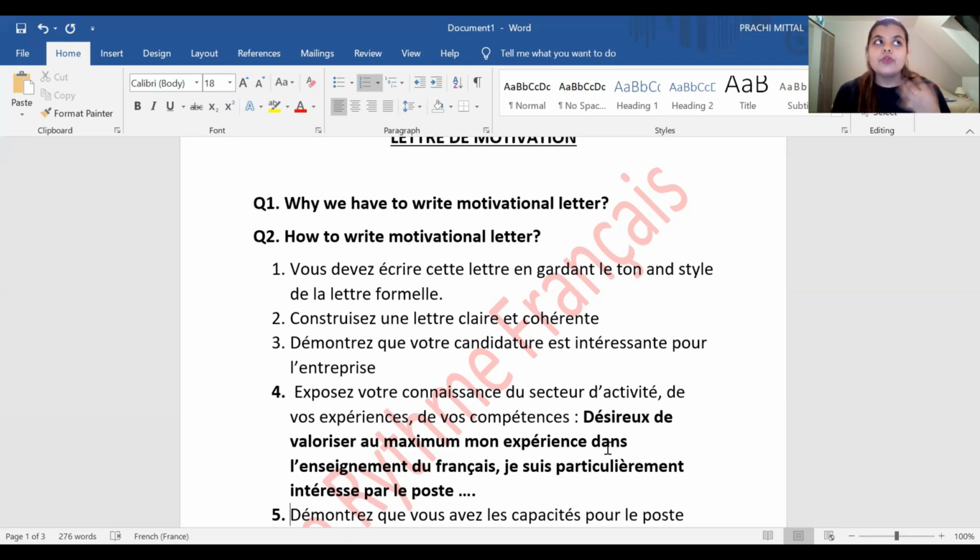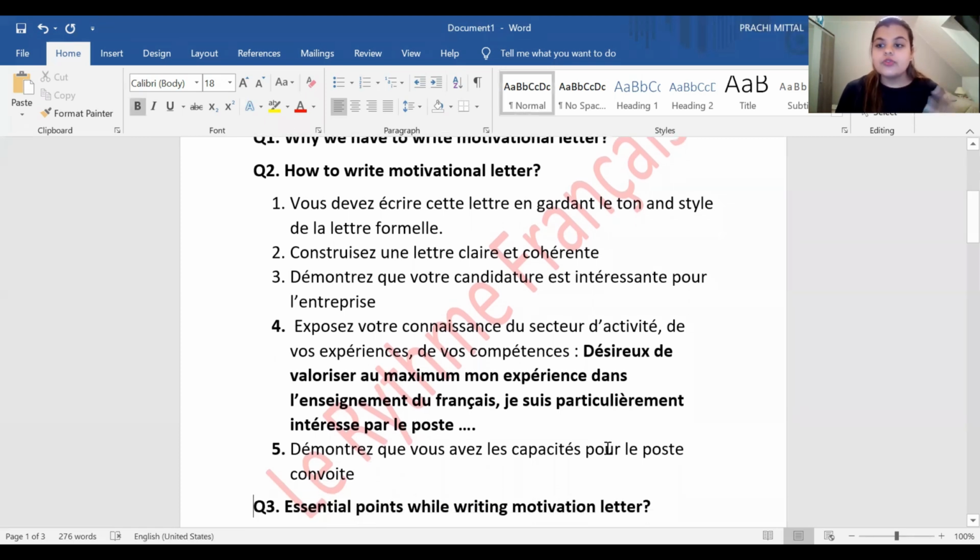For example, for being a teacher, this is just an example, you need a lot of patience. You have to be calm. So if you have these, you write them down in a formal way. This is very important. Next thing, you need to tell them that you have the capacity. It's the same that I have told you. You have the capacity to become a teacher, to apply for the post. You are the appropriate person for the post.